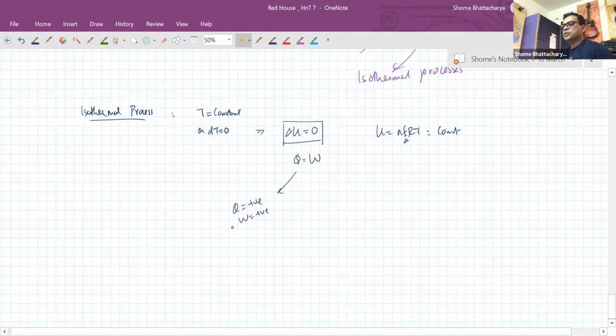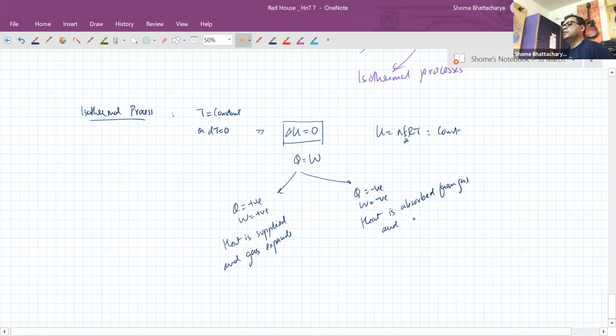So heat is supplied and the gas expands. Or Q is negative, W is negative. So heat is absorbed from the gas and it contracts or compresses.